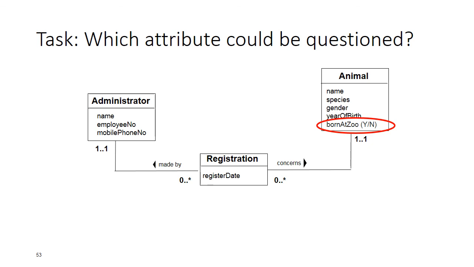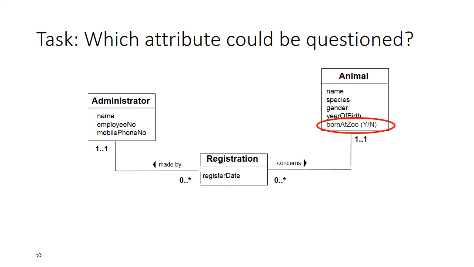Another interpretation is whether the animal is born at the latest zoo it is registered at. For example, the animal is born at one zoo, then it will have the value yes. Later on, the animal moves and gets registered at another zoo, and then the value would change from yes to no. And if it moves again, it will keep the no value.